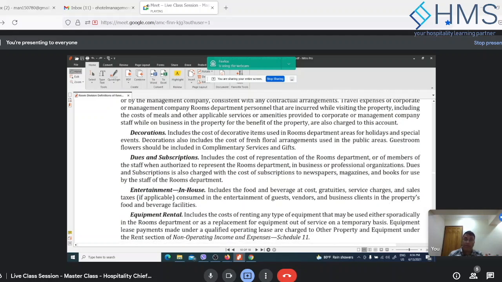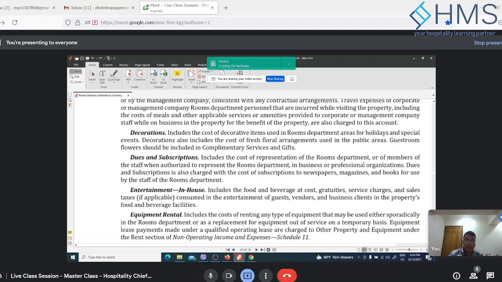Then you have decorations, usually the decorations of the rooms department in the lobby and the public area, and inside the guest rooms. Inside the guest rooms, flowers will be part of your complimentary services, so it's not a part of decoration. Only the public area is going to be the indoor decoration, so public area and the lobby. It can be fresh flowers or it can also be reusable flowers, right? So it can be both.